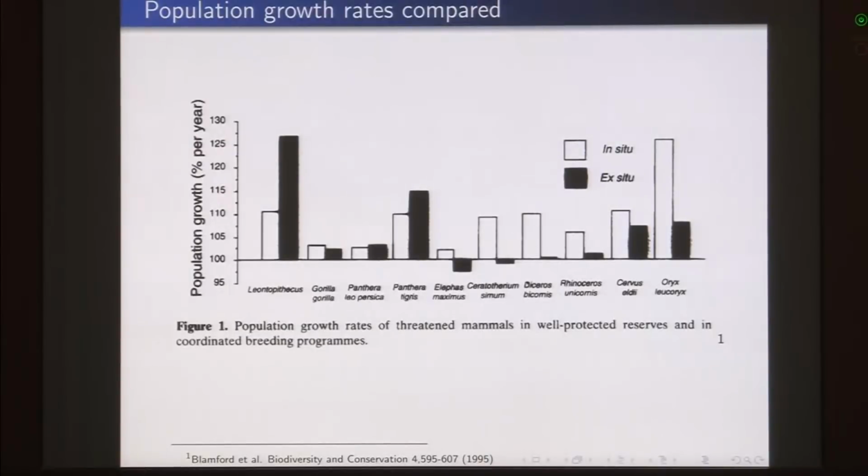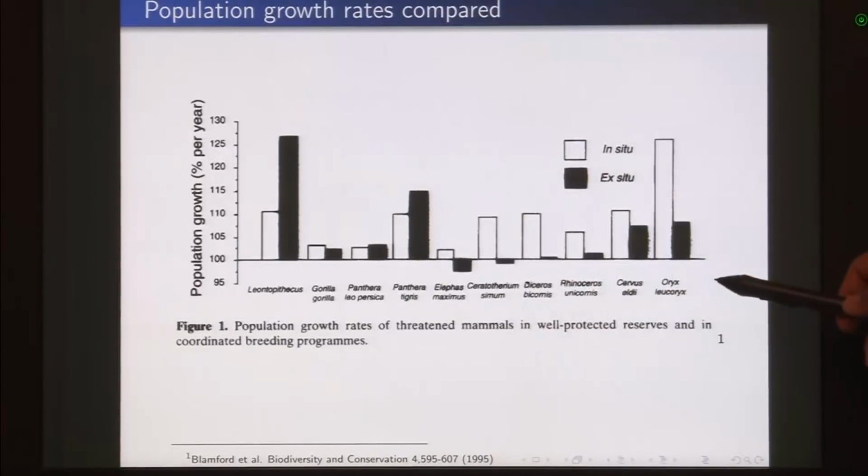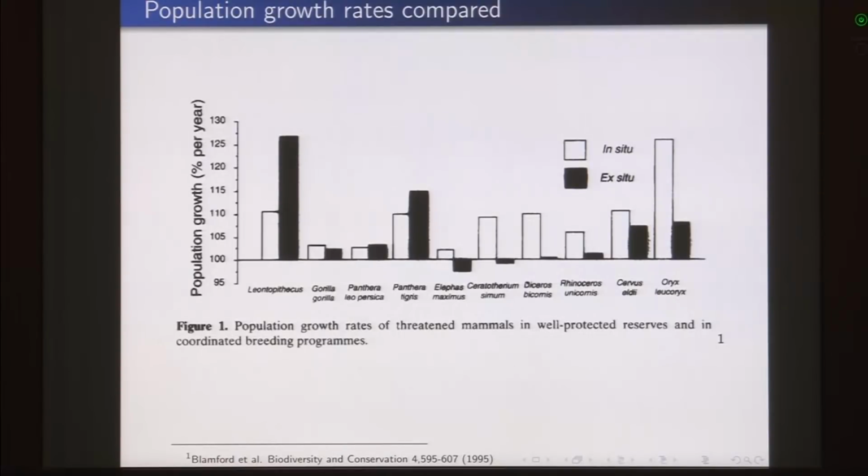Now if we look at both of these, the in-situ conservation and the ex-situ conservation, how do they compare with each other? This is a paper that was published that compared in-situ conservation measures and ex-situ conservation measures for a large number of species. Here we are looking at the population growth rates. On the y-axis you have the population growth % per year, and on the x-axis you have different species. The white one is in-situ, the black one is ex-situ.